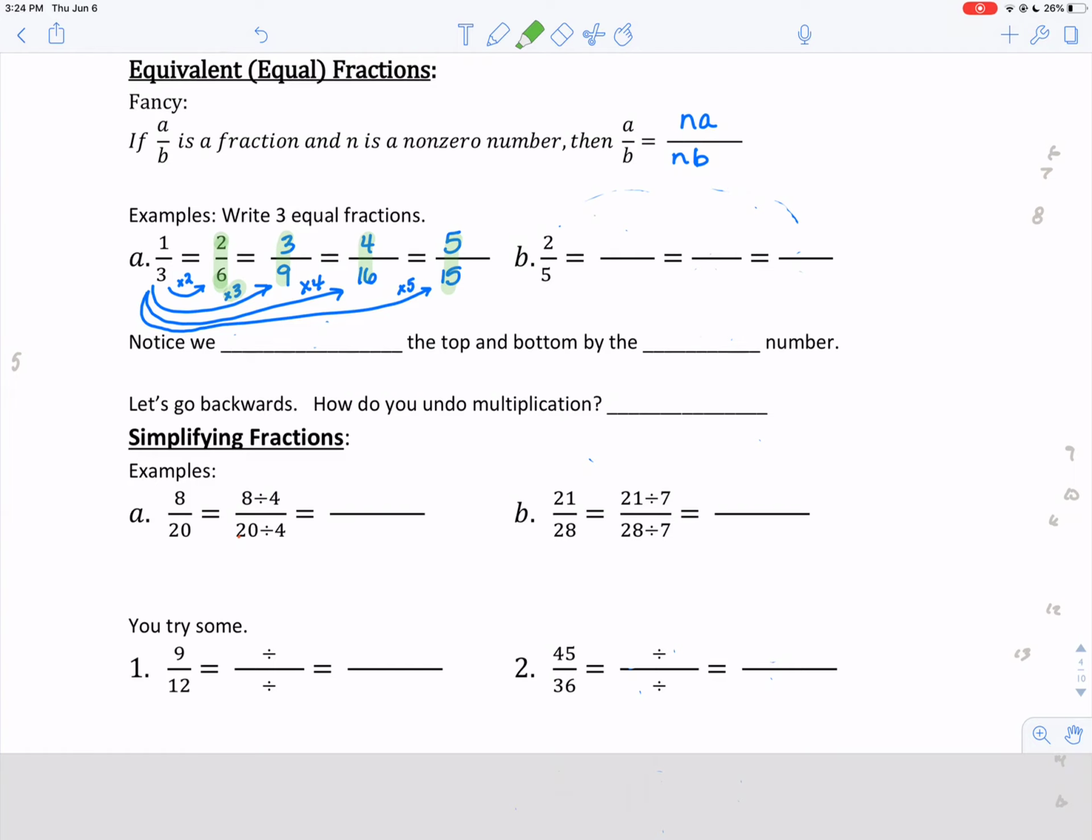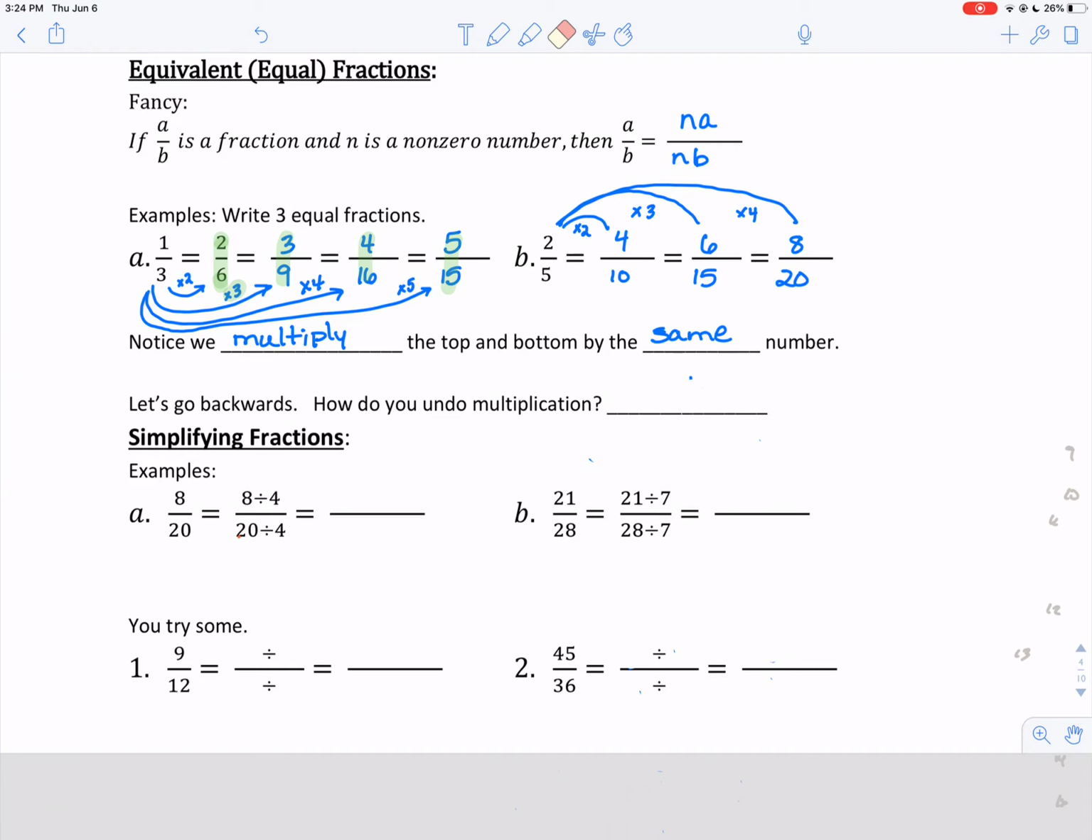We could do the same thing for 2/5, just multiplying the top number and bottom number by 2, top number and bottom number by 3, or by 4. The key is you must multiply both the top number and the bottom number by that same number.